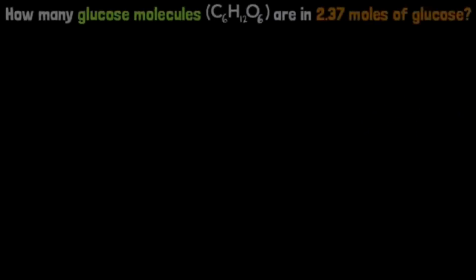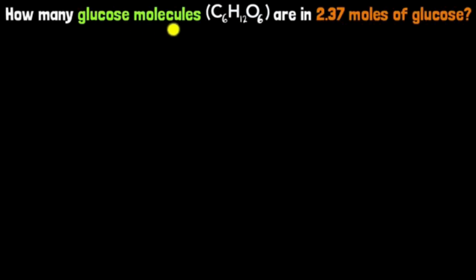Let's solve a few numericals on Avogadro number and moles. Here's the first one. How many glucose molecules are in 2.37 moles of glucose? Let's quickly remind ourselves what moles are.